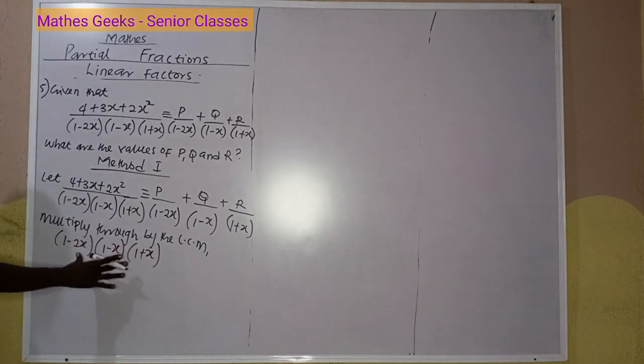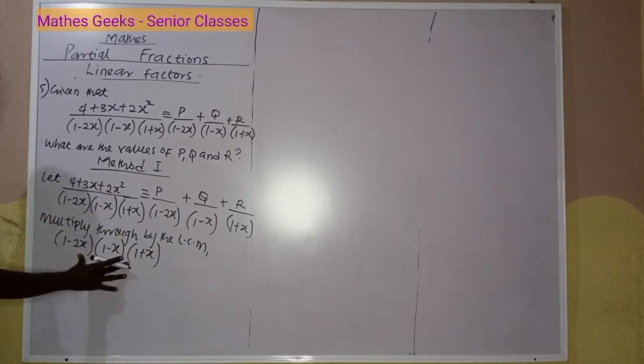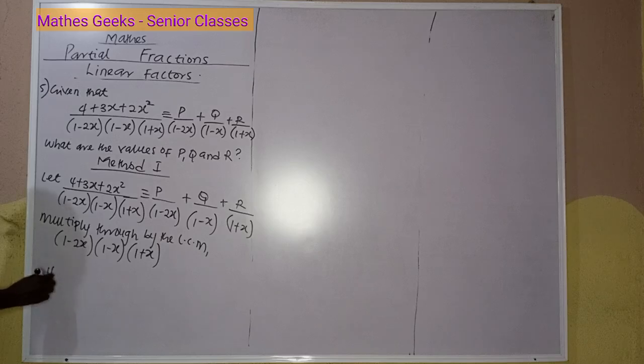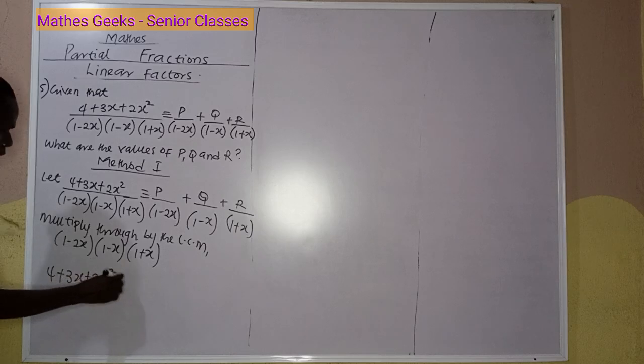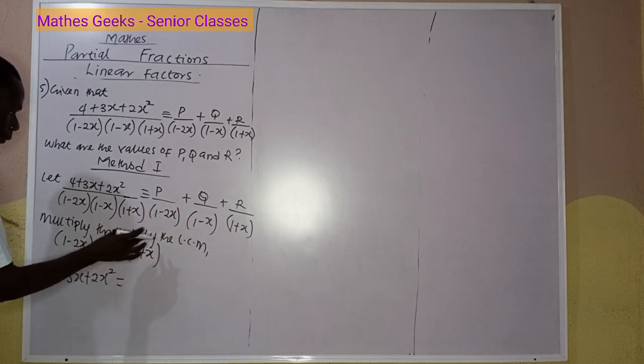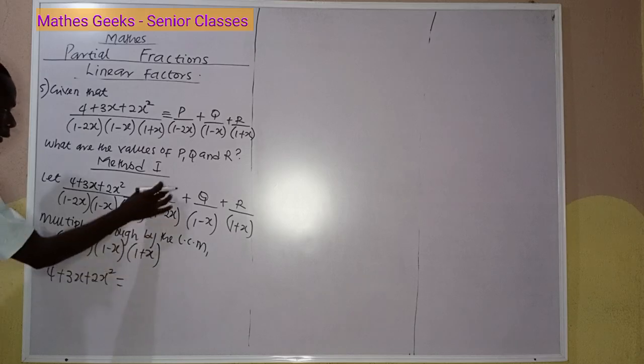So by the time we multiply through by this LCM on this side, this whole expression will eliminate this part. So we're left with 4 + 3x + 2x² on the left-hand side. We do the same thing with this one. The LCM divides the denominator, so this part will eliminate this part, this part will remain, and this part will now multiply p.